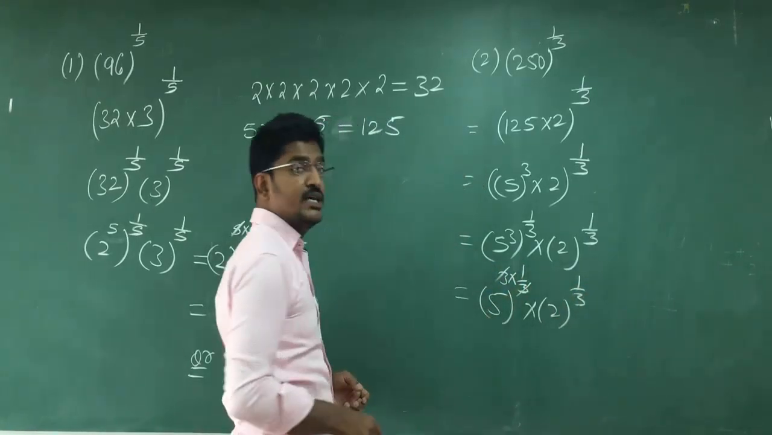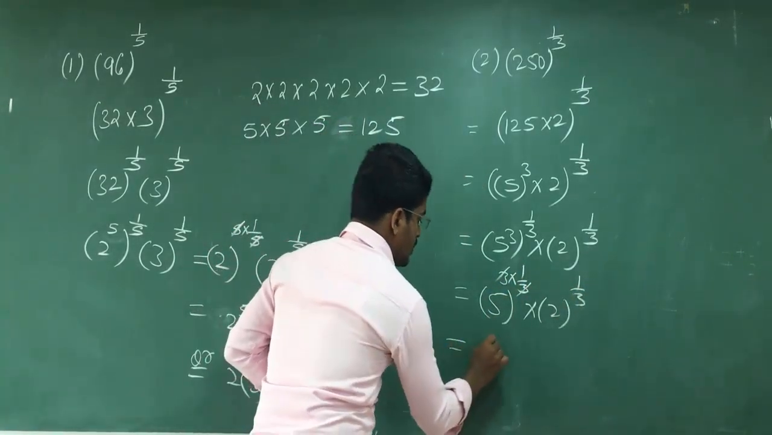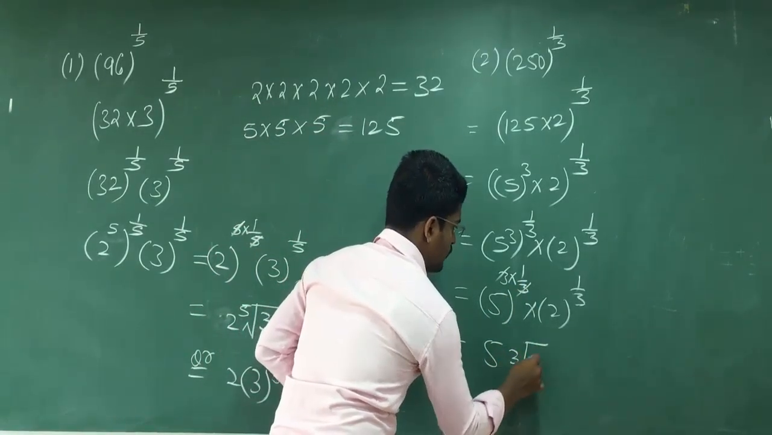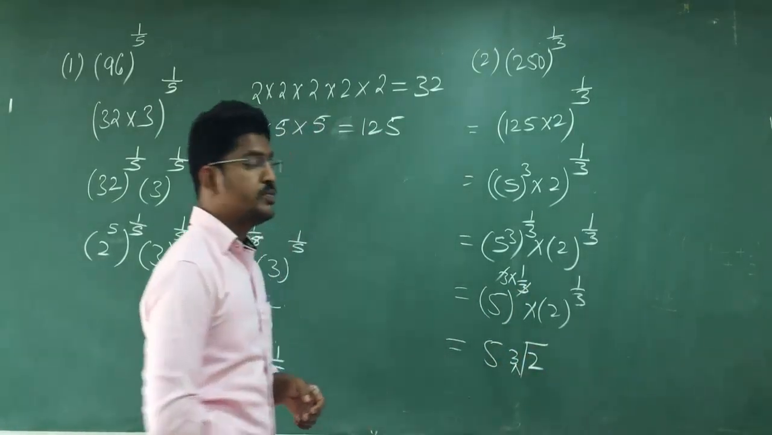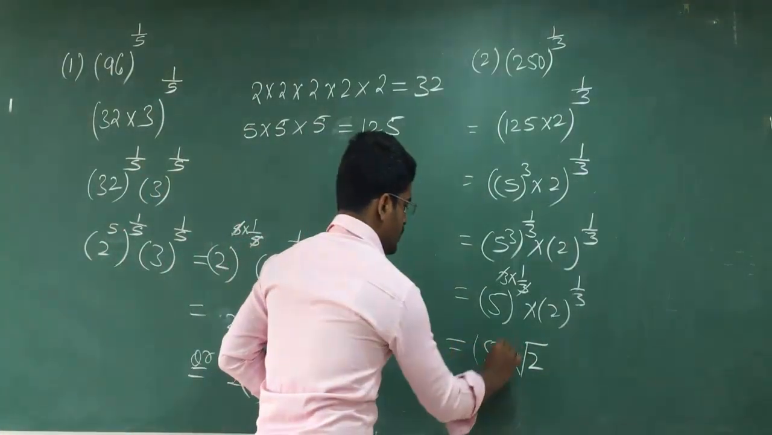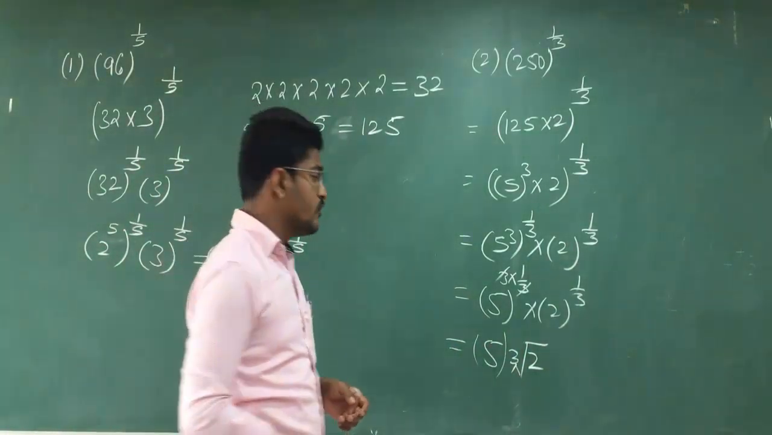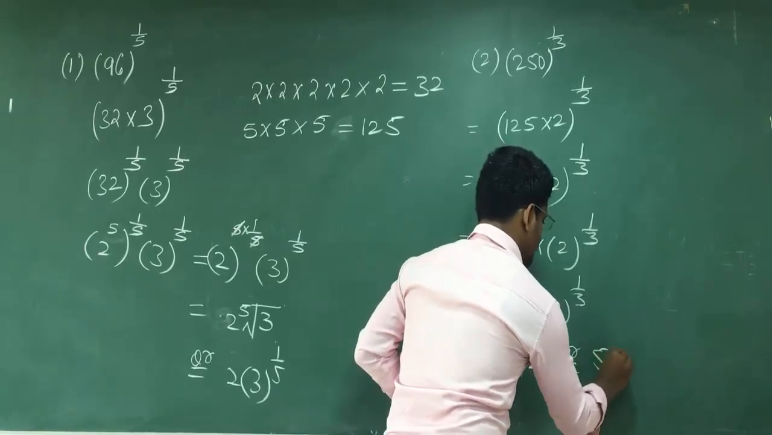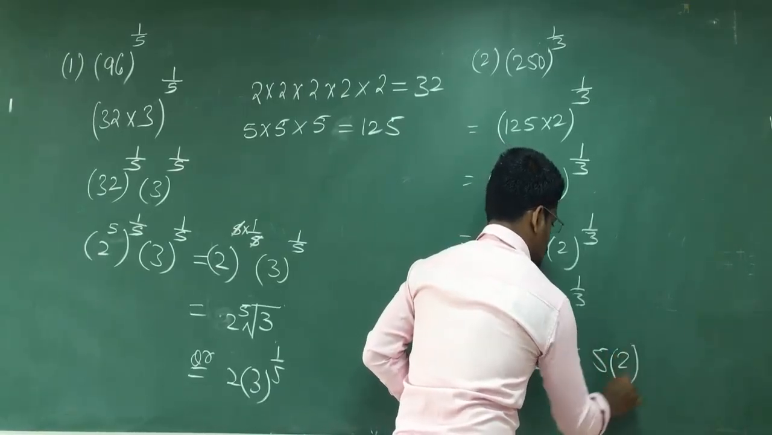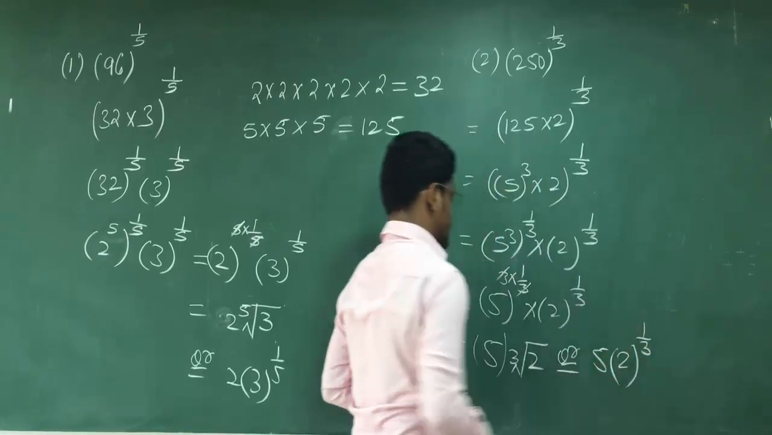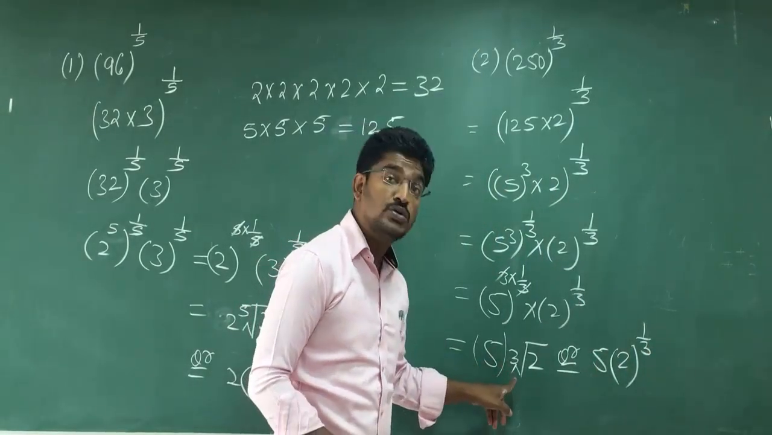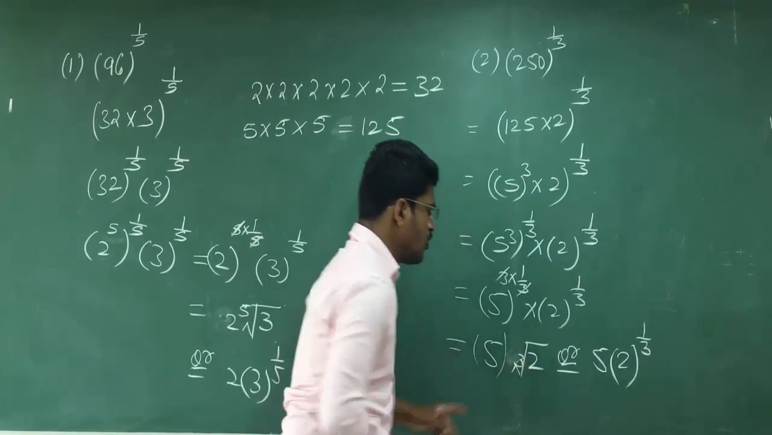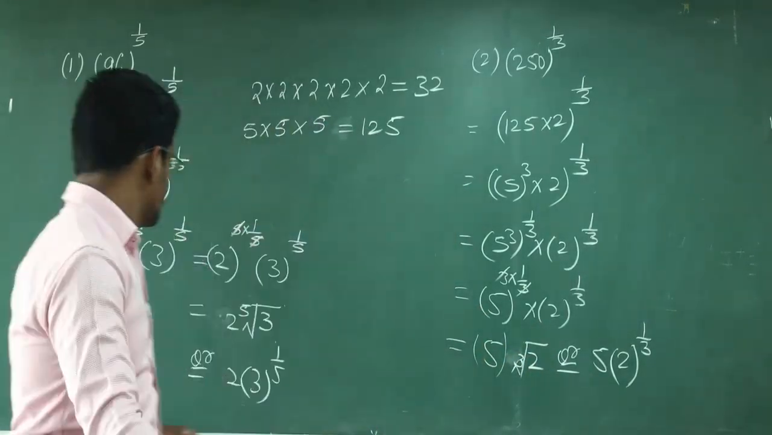3 cancelled. So it will be 5 multiplied with cubed root of 2. This is 5 multiplied with cubed root of 2, or you can also write it as 5 multiplied with 2 whole to the power of 1 by 3. This is not 5 into 3. Please remember, this is cubed root of 2.